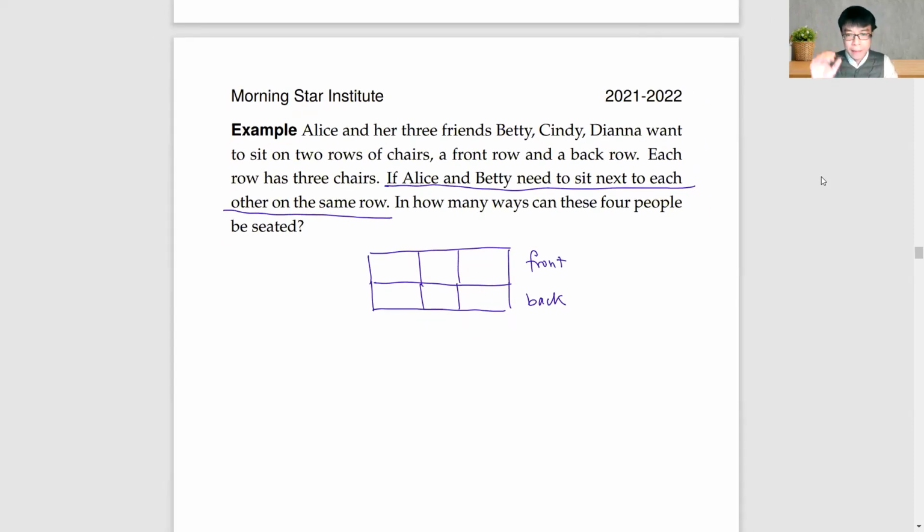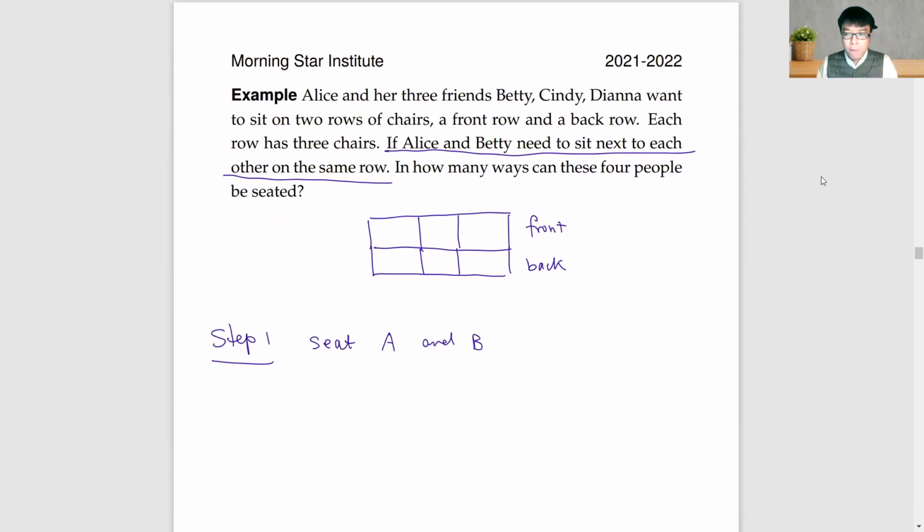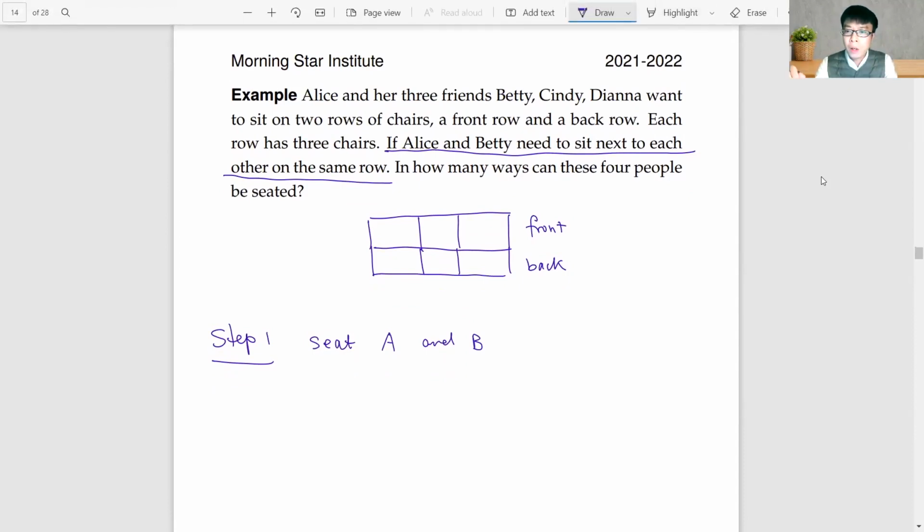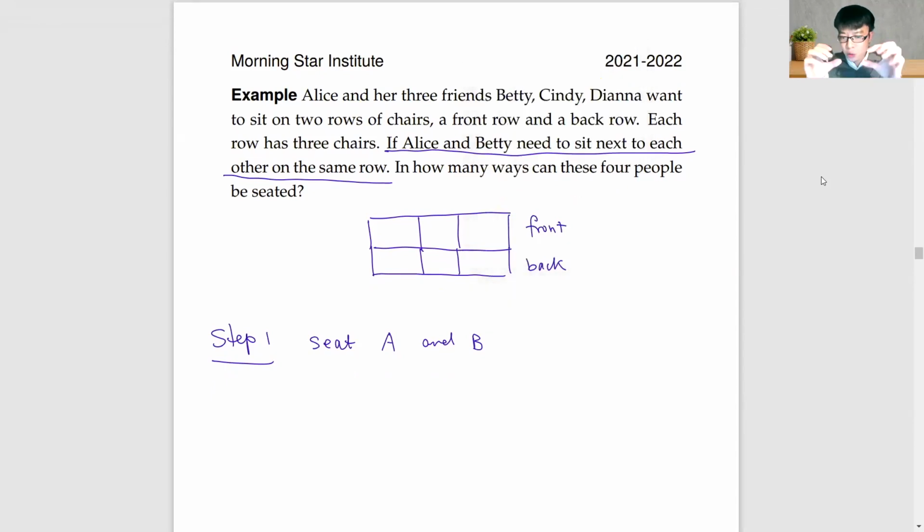All right, so we can consider the seating as a task. This task is to make everybody be seated, right? So we can have the following steps. Step 1, let me seat Alice and Betty, because there's a special requirement for A and B. So let's consider these 2 persons first. For C and D, they are quite free, so we consider them later. Now for A and B, they need to be seated next to each other. Let's see how many choices we have to sit like that.